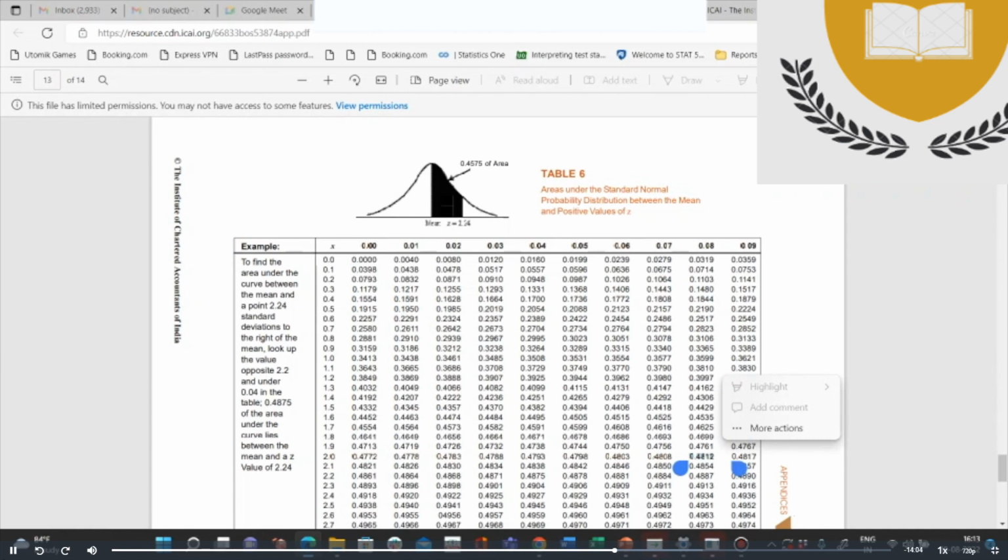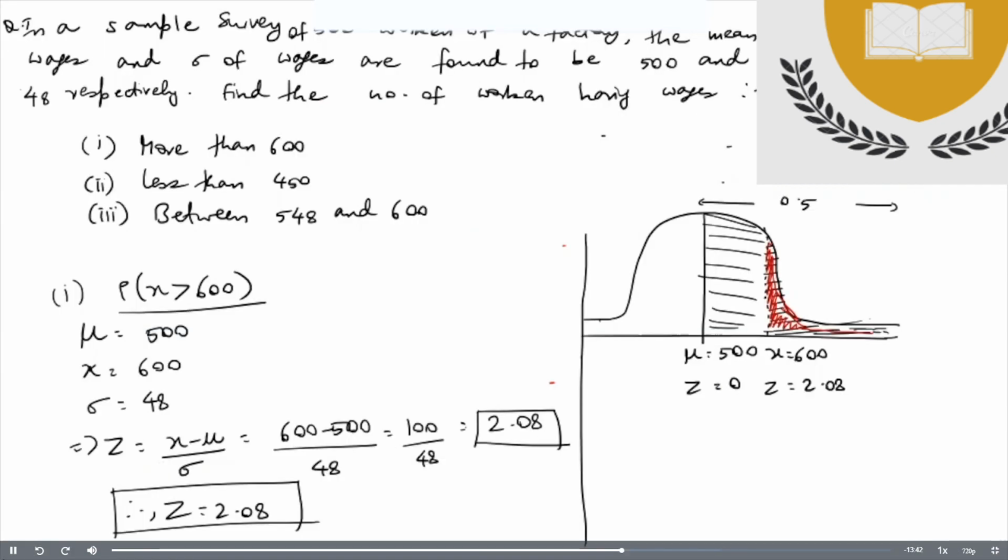So I have to take the z value. If z value is 2.08, I will come to 2.0 under the x column and then go to the remaining portion. What is the remaining portion? 0.08. I have to see under that column, club them both and take that value, and that is my z area. So it is 0.4812. So this area is 0.4812.